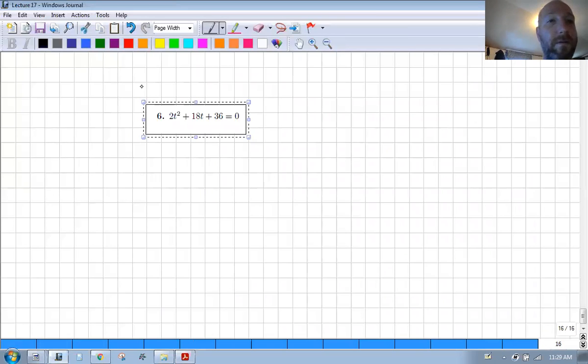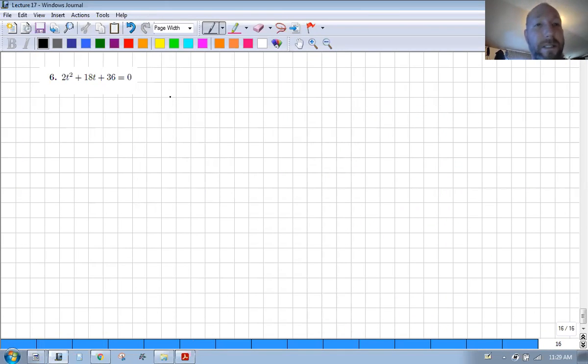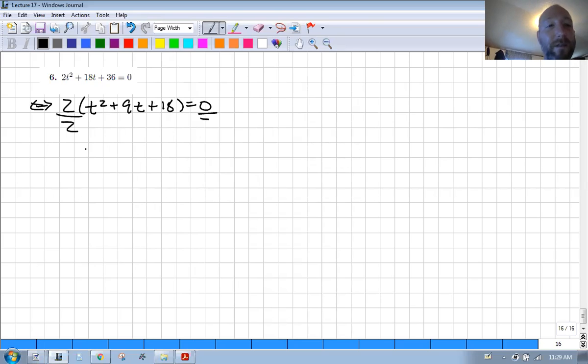All right, solving for t. Let's see. We can pull a 2 out of here, make things a little more simple. T squared plus 9t plus 18 equals 0. This 2 doesn't matter. We could just divide everything by 2.